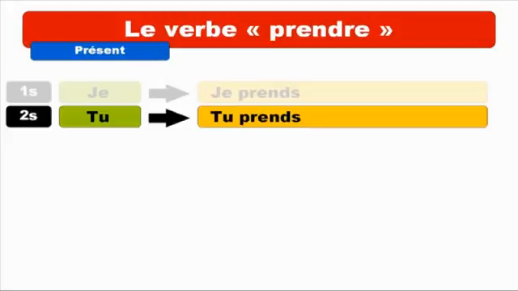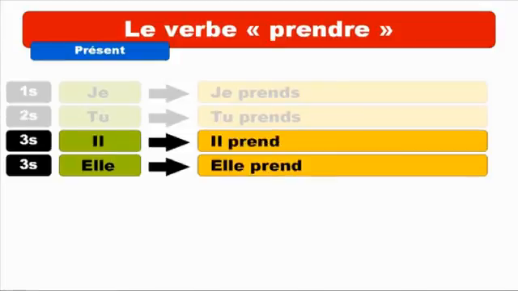And for tu, it's tu prends. Repeat. Tu prends. And you can notice it's actually the same form as for je. So final S and then the D before, you don't pronounce them. Il and elle, so masculine, il, we get il prend. Same pronunciation, final D is not pronounced, so it's only the P-R-E-N, prend. Repeat. Il prend.